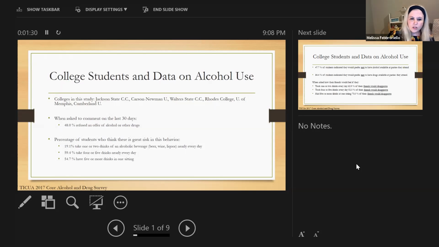The first behavior is to drink 1 or 2 drinks of an alcoholic beverage nearly every day, and they defined alcoholic beverage as beer, wine, or liquor. 19.1% of those students felt that was a great risk behavior. To have 4 or 5 drinks nearly every day, 59.4% also felt that was great risk. And then 5 or more drinks in one sitting, similar to binge drinking, 54.7% of those students determined was a great risk behavior.